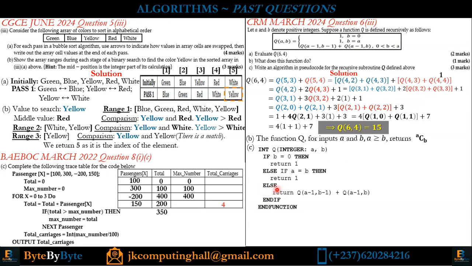And then finally, the else part, I simply have return cure of a minus 1, b minus 1, plus cure of a minus 1, b, and end if, end function. So that is what we have for the Center Regional Mock 2024 question 6 sub 3, and the question was for 6 marks.